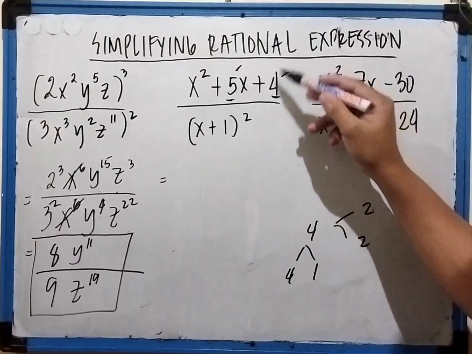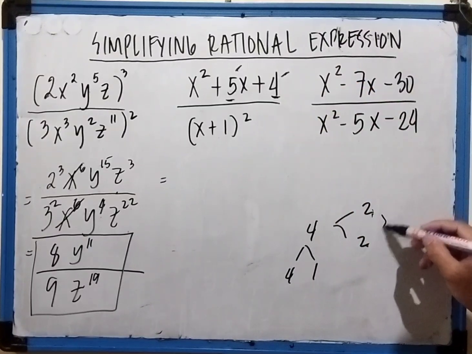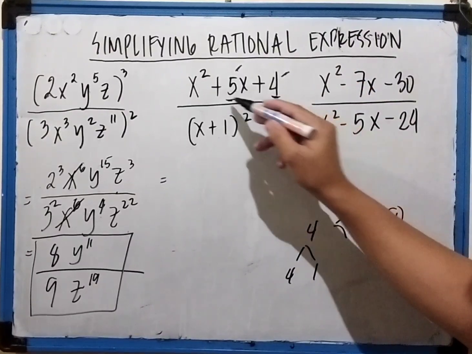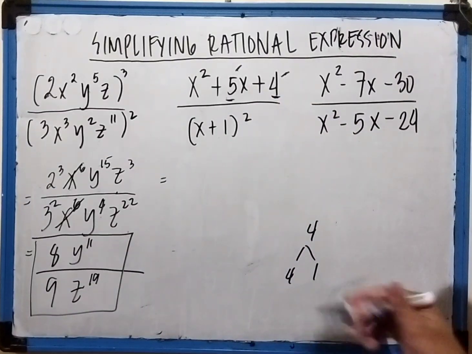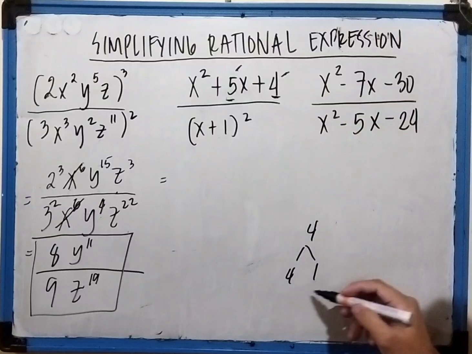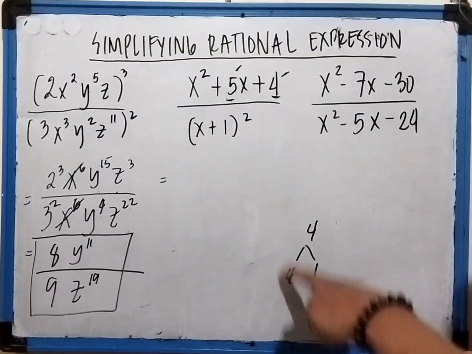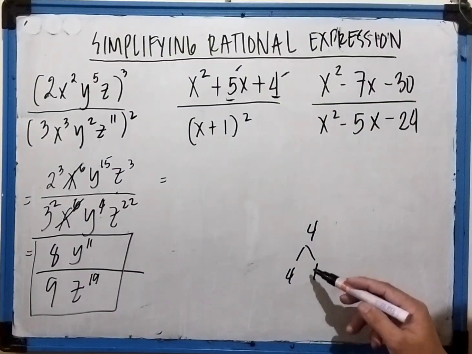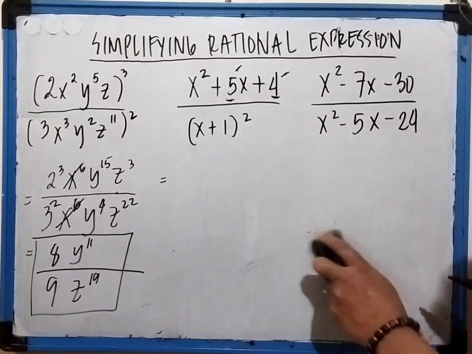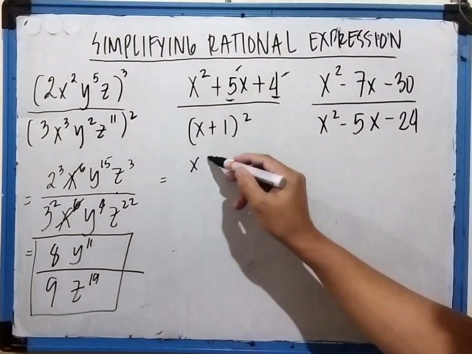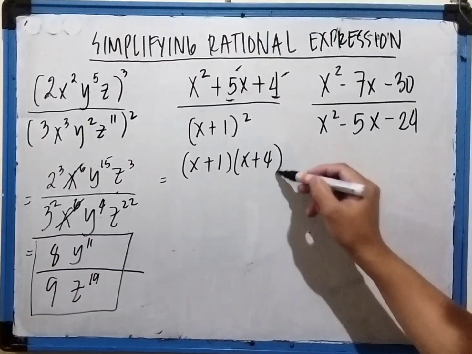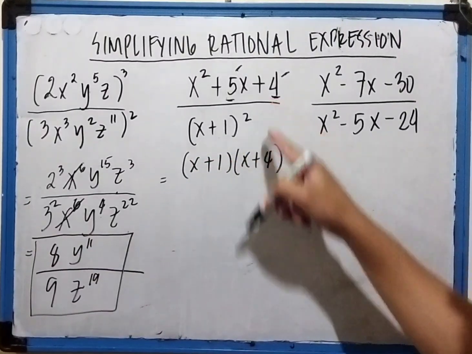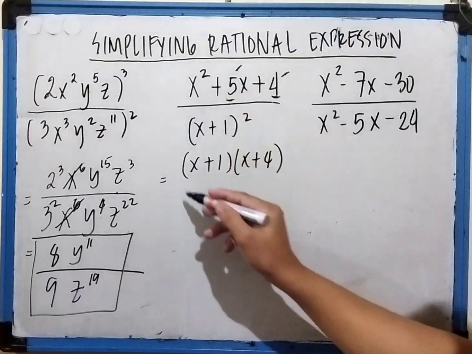2 times 2 is 4, correct? But 2 plus 2 is only 4, which does not satisfy the middle term. So, hindi pwede ito. 4 times 1 is 4, but also 4 plus 1 is 5. So, ibig sabihin, the factor of trinomial na nasa taas is 4 and 1. So, ilagay lang natin siya dito. As factor, we have x plus 1 and x plus 4. 4 times 1 is 4, and 4 plus 1 is 5.